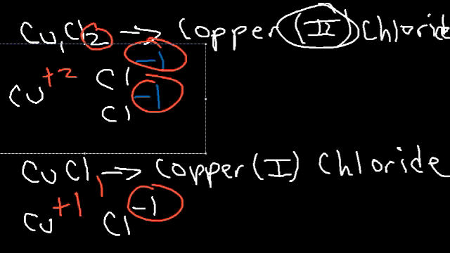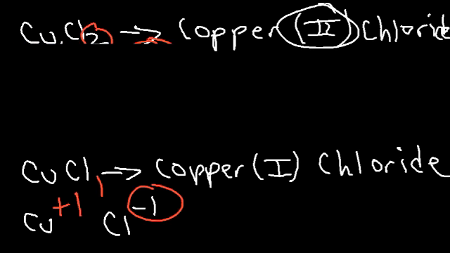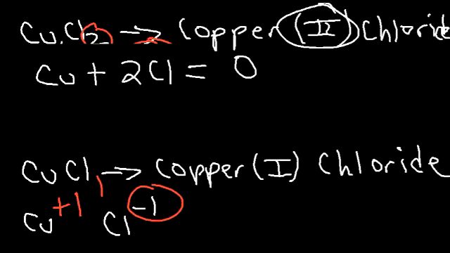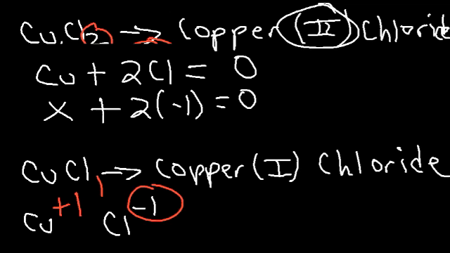Now it turns out there's another way you can calculate the oxidation state of copper, and that is by using an equation. Copper plus 2 chlorine atoms has to have a net charge of 0. Notice that there's no overall charge and the compound is neutral. If there was an overall charge, you'd see something like a -2 on the outside. So we need to solve for the charge on copper. So let's replace copper with X. And let's replace chlorine with -1.